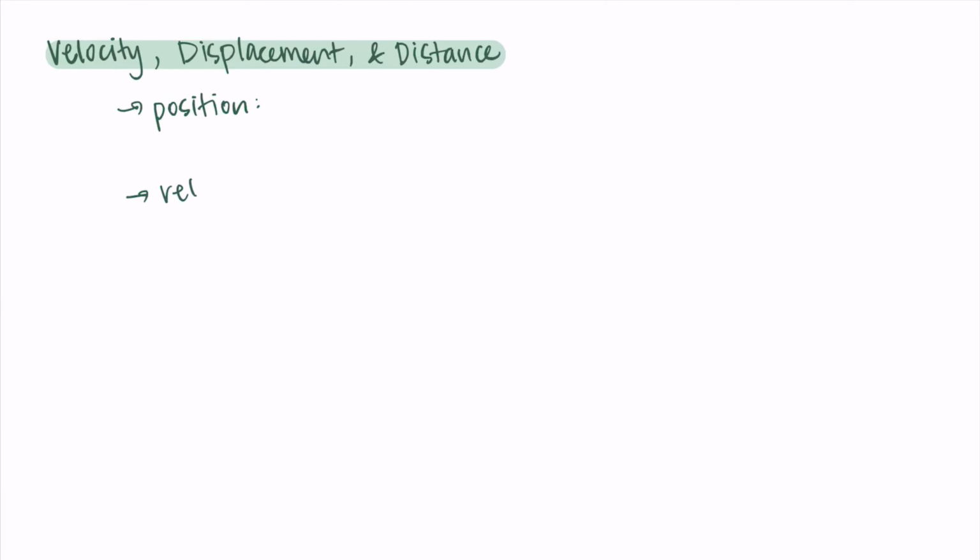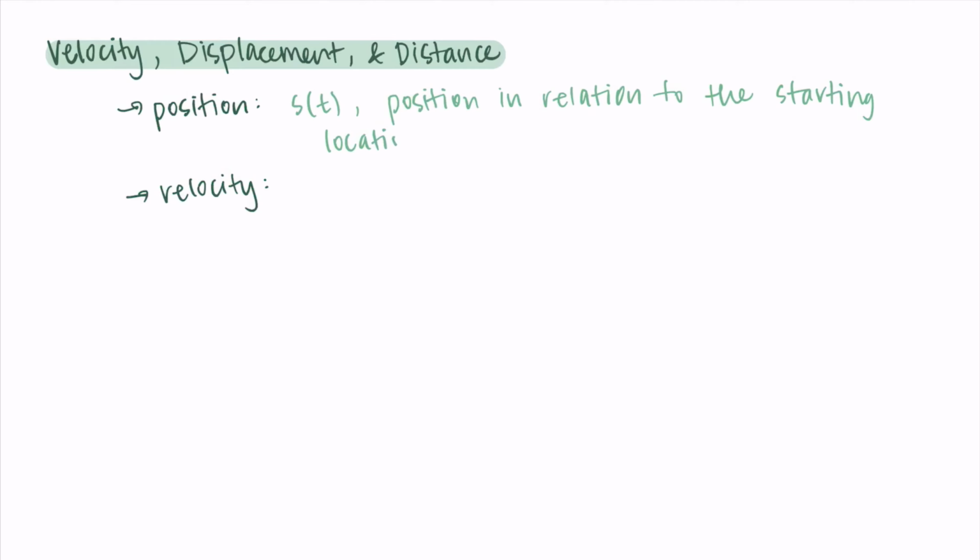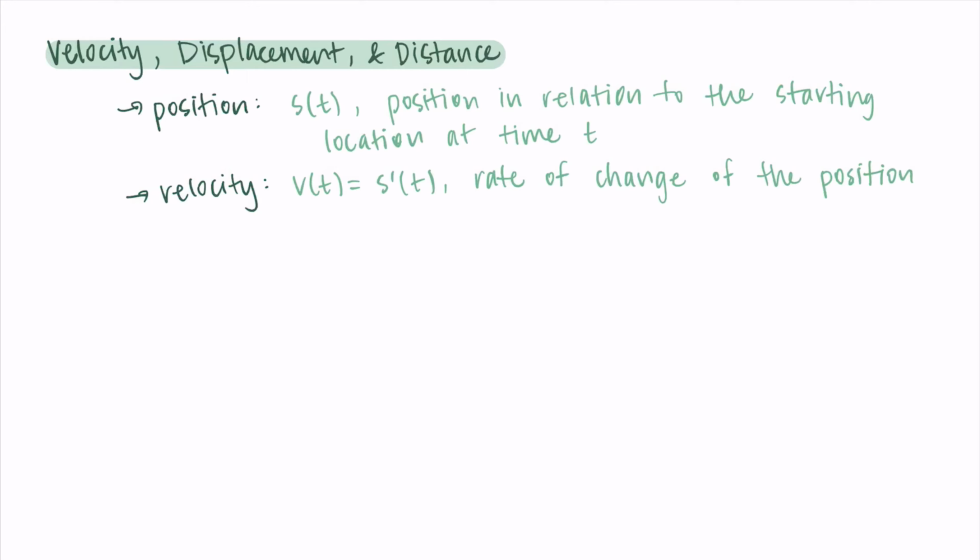So let's revisit velocity. We start with position, usually s of t, and this is the position in relation to a starting point at time t. So we give you a time and it tells you where the object is. Then the velocity is the rate of change of the position over time. So it's the derivative of the position, s prime of t. And we label this as ds/dt, the derivative of s with respect to time. So that's just a little overview of those things, and we're going to talk about what happens if you just have the velocity. What can we find out about the position or the change in position?